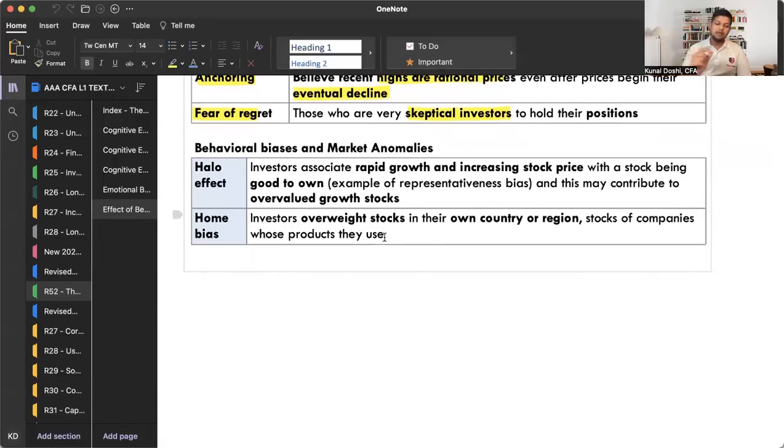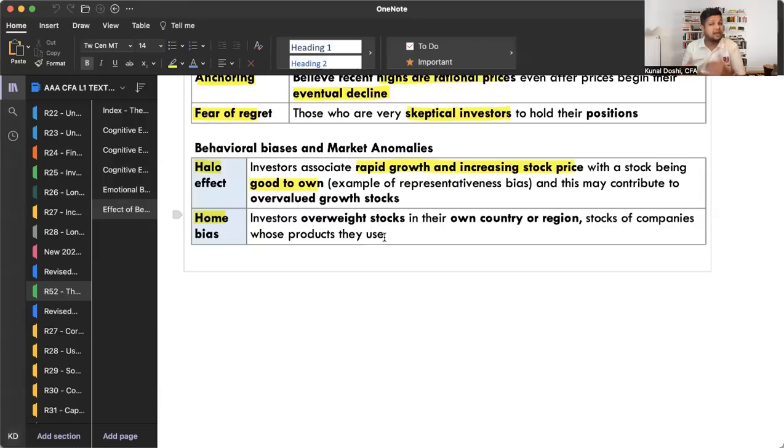Some anomalies are exceptions. There are two discussions here, halo effect and home bias. Now, both don't mean anything is wrong, but halo effect means investors believe that the company is growing rapidly and its stock price is growing. That means you have to buy such a stock. So investors associate rapid growth and increasing stock price as being good to own.